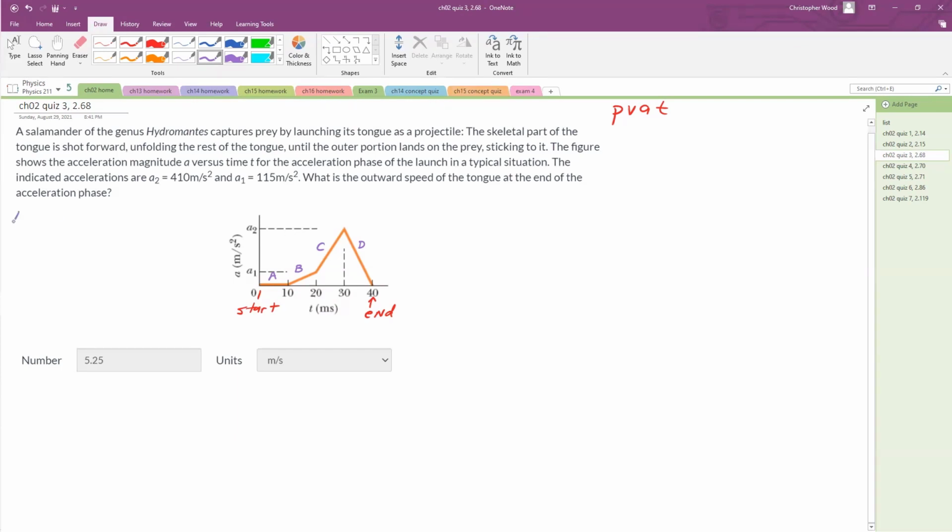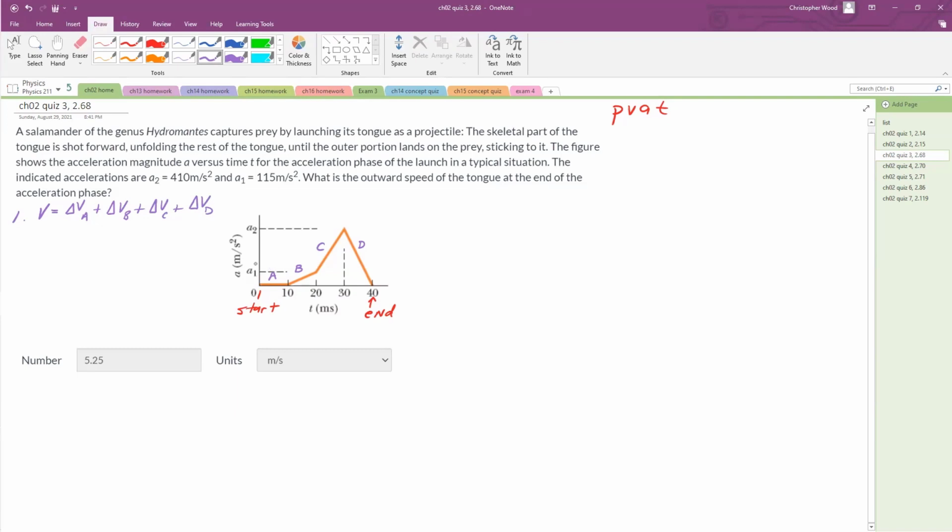I'm thinking of, number one, the velocity, and I'm kind of using velocity interchangeably with speed. The velocity of this tongue at the end of the acceleration phase is going to be whatever the change in velocity is during segment A, plus whatever the change in velocity is during segment B, plus whatever the change in velocity is during segment C, and last but not least, plus whatever the change in velocity is during segment D. So add up all of those changes.